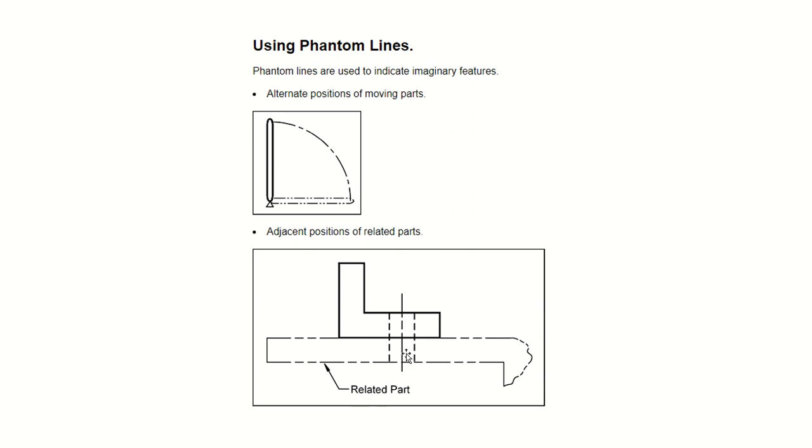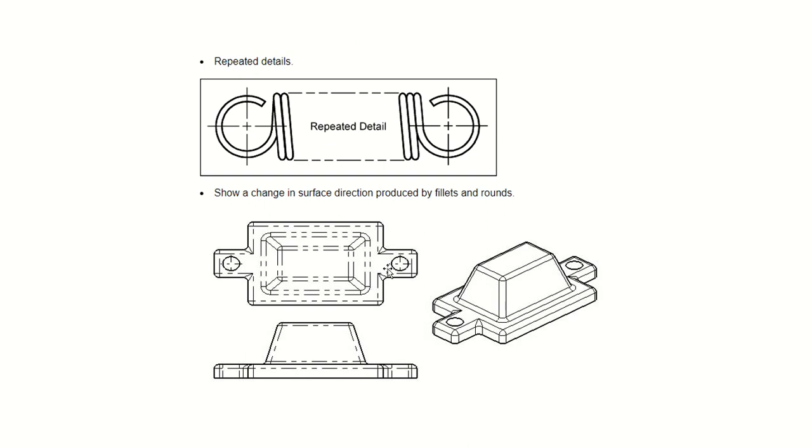This one has a diameter going straight down. Your circle cylinder is still going through the first object and then going into the related part. Of course, we still have to use the hidden lines to show that, but the boundary of the related part, which is not included in our object of interest, we show with the ghost line, which is your phantom line. Okay, repeated details.